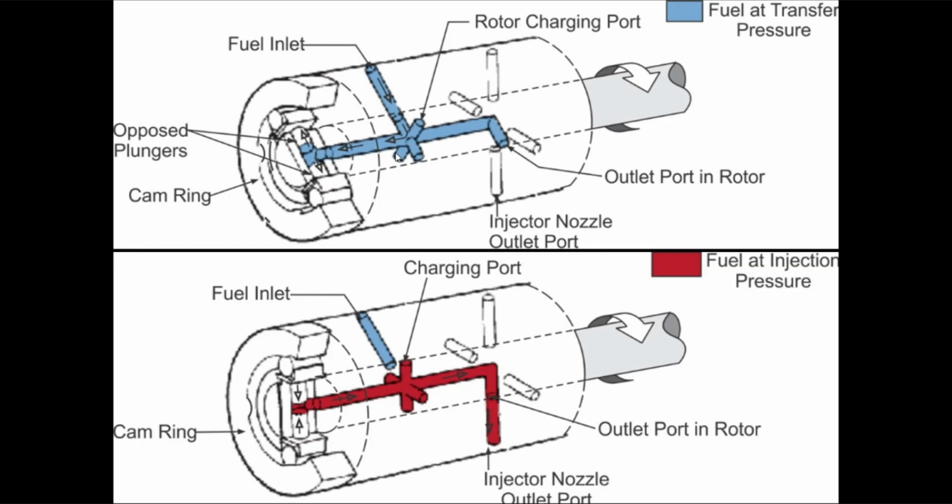As the drive shaft drives the rotor, this charging port lines up with the fuel inlet, allowing low pressure fuel from the metering valve to enter the pumping chamber. The plungers are then forced apart as the rollers move into the cavity between each of the cam lobes. The distance that the plungers move apart depends on the volume of fuel that's being metered into the pumping chamber.